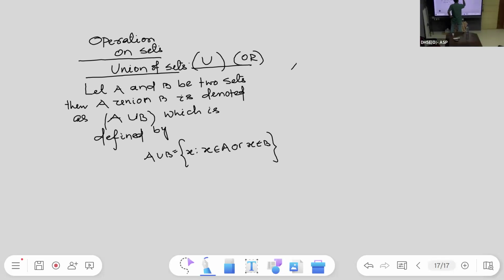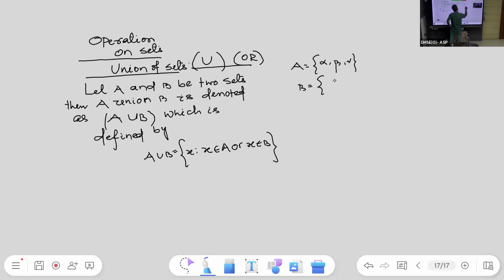For example, let A be the set containing the elements alpha, beta, gamma, and B be the set containing gamma, delta, theta. Okay. So in A union B, we should write all the elements of A and B. That is, A union B contains alpha, beta, gamma, delta, theta. Right?